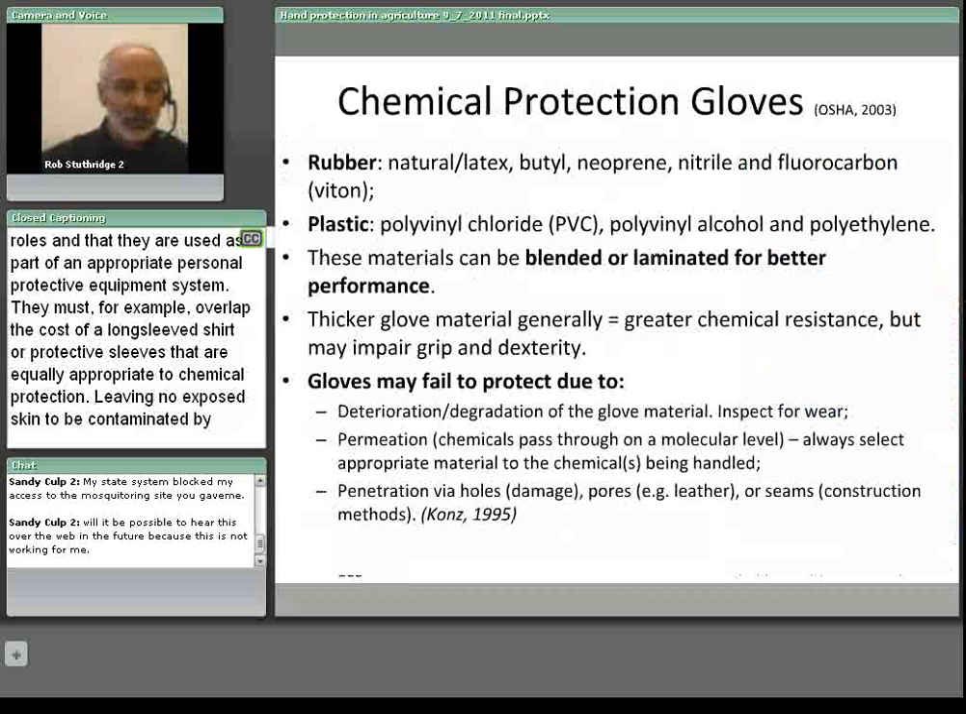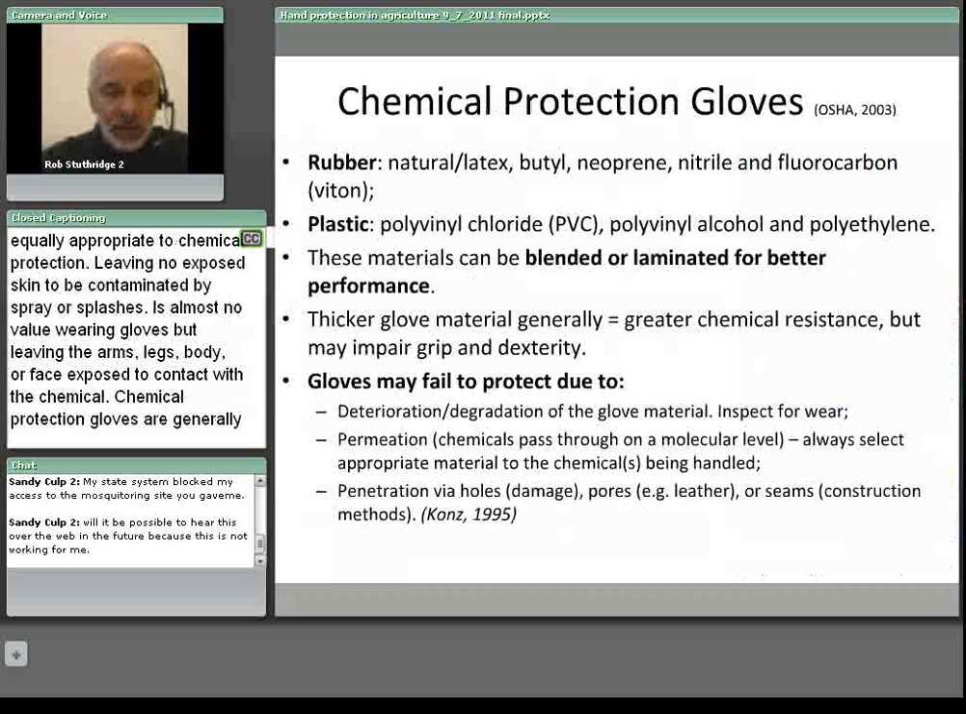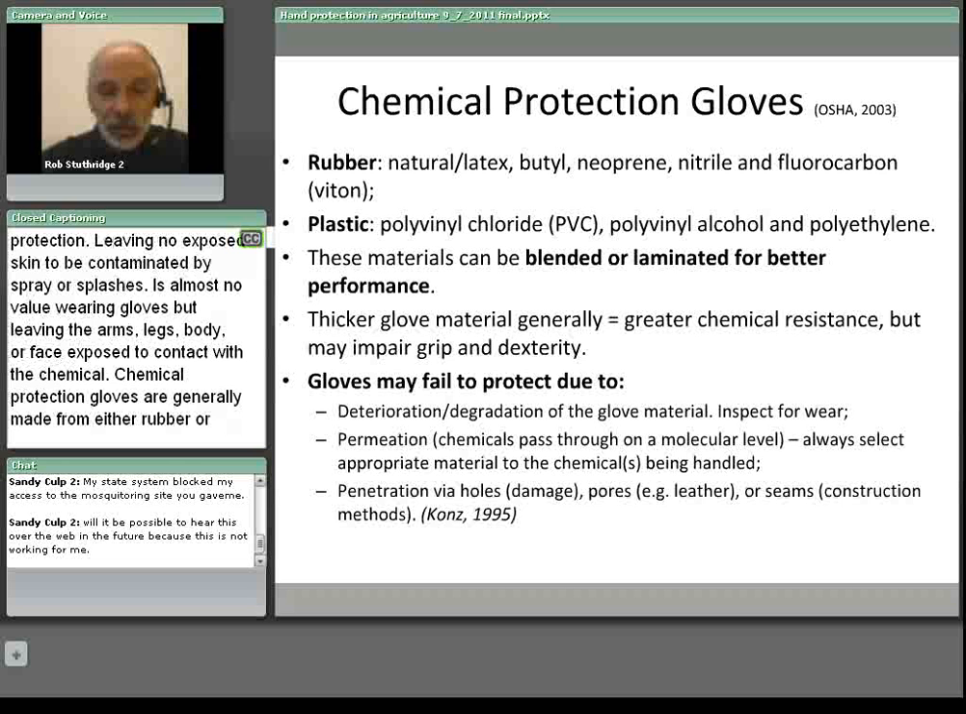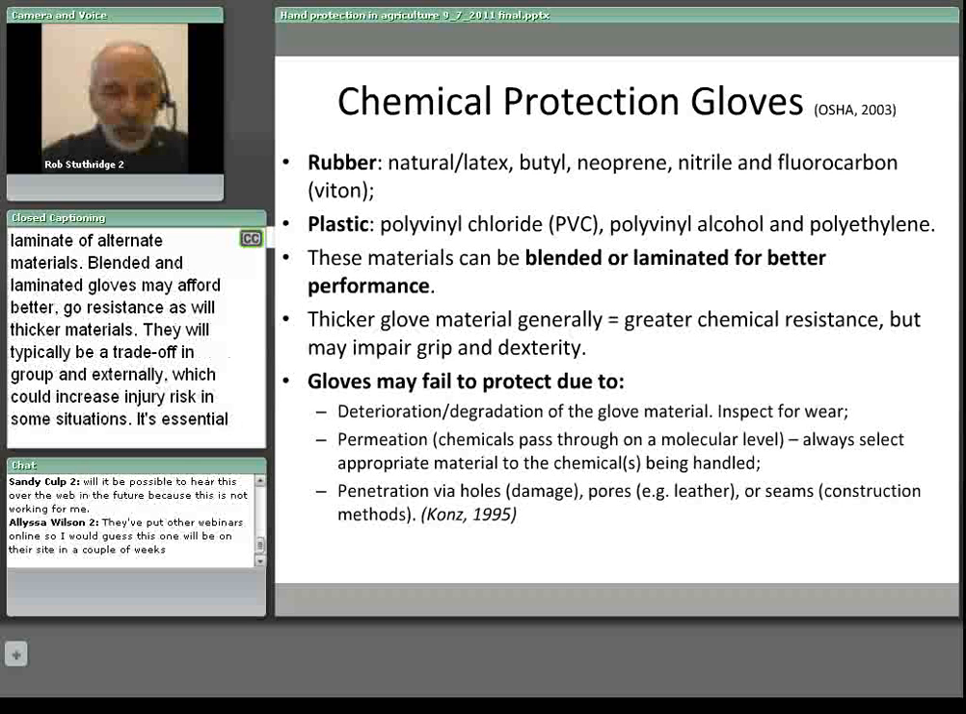Chemical protection gloves are generally made from either rubber or plastic materials, a blend of several types of material, or laminates of alternate materials. Blended and laminated gloves may afford better chemical resistance, as will thicker materials, but there'll typically be a trade-off in grip and dexterity, which could increase injury risk in some situations. So it's essential to choose the optimum glove for each task. Let's have a look briefly at the pros and cons of a few common materials used for chemical protection.